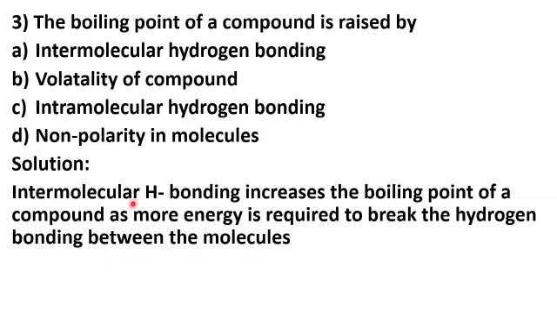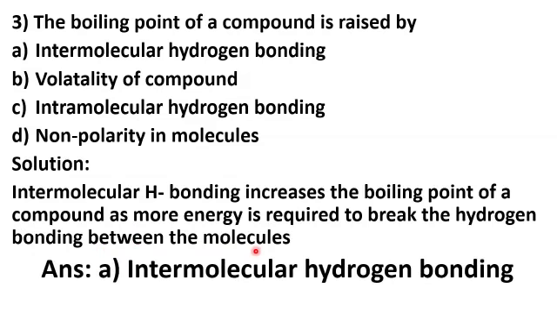So usually intermolecular hydrogen bonding increases the boiling point of a compound as more energy is required to break the hydrogen bonding between the molecules. Hence the correct option is option A, intermolecular hydrogen bonding.